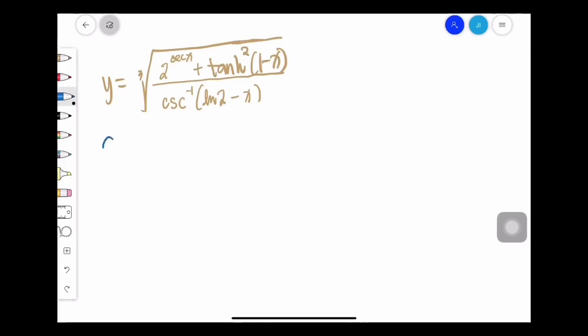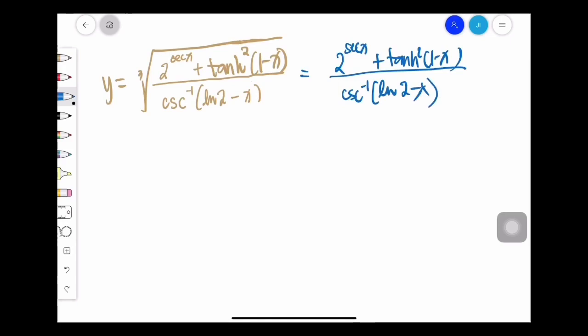So in here, before differentiating, I need to transform this first into a power. Say 2 raised to secant x plus tanh squared of 1 minus x all over inverse cosecant of ln 2 minus x raised to positive 1/3. Am I correct? With that, I can use power rule, then chain rule will do the rest.